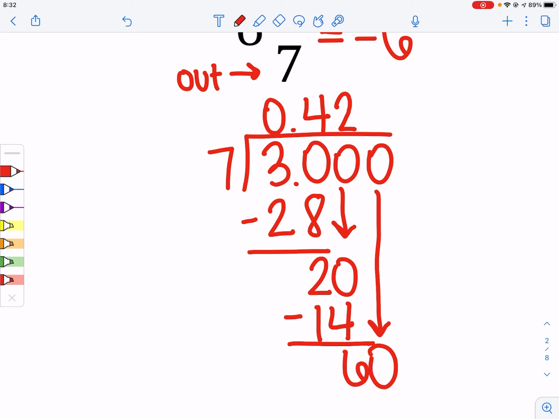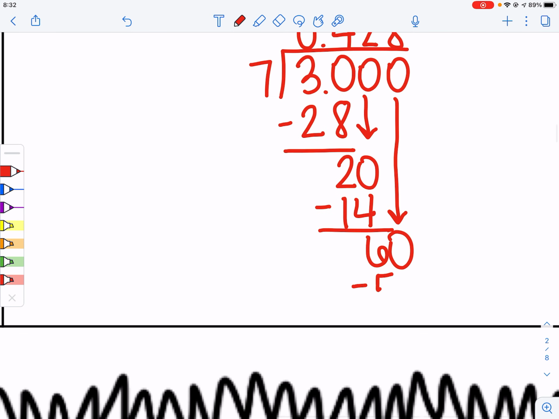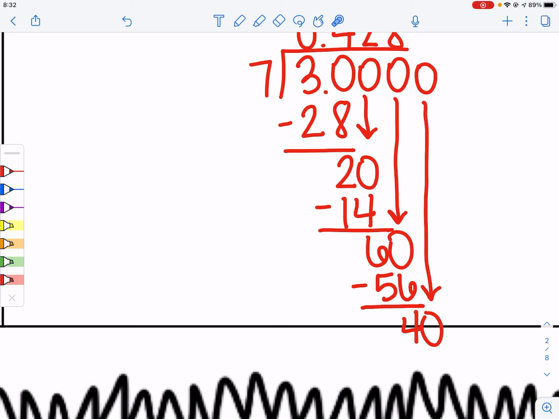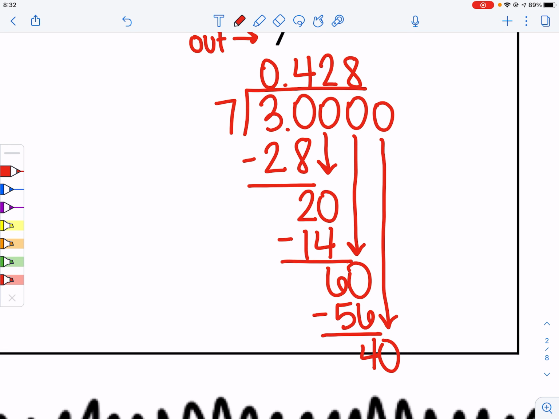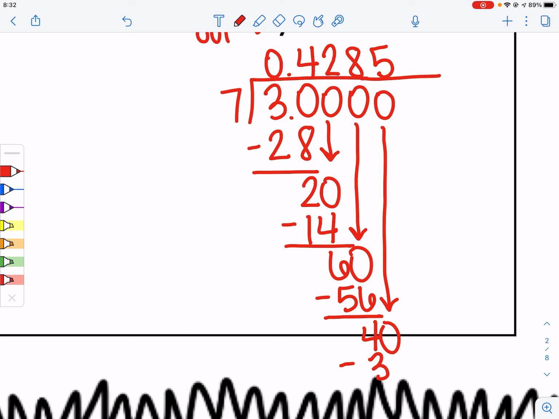Let's see. 7 times 8 will give me 56. We've got to know our math facts here. So 7 times 8 will give me 56. I'm left over with a 4. And I'll check to see what patterns are happening, but this one I'm left over with a 2, then I'm left over with a 6, then I'm left over with a 4. So nothing yet. 7 times 5 is 35. So I'm left over with a 5.